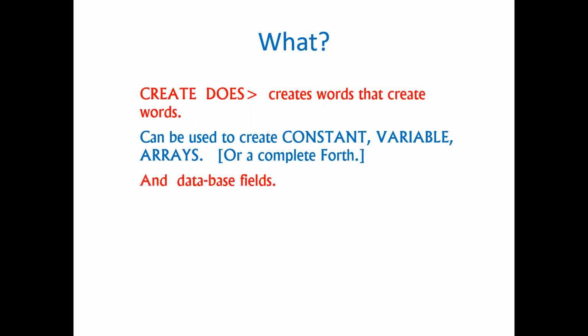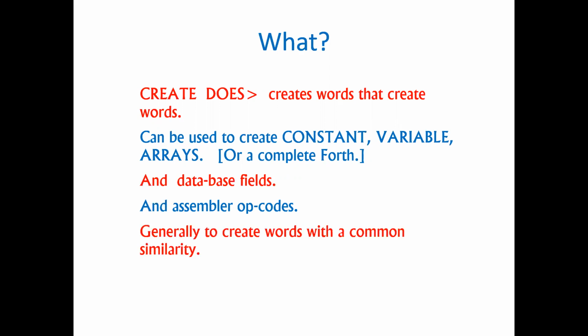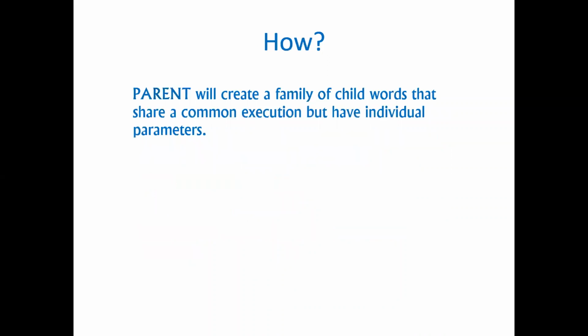Forth. Also useful for defining database fields, as we'll see in a few moments, and of course, assembler opcodes. Most Forth metacompilers have an assembler, and it is written using Create Does. So generally, the factor on these words is that they have a common structure. For example, variables have their individual names, but they will have a particular memory location associated with them.